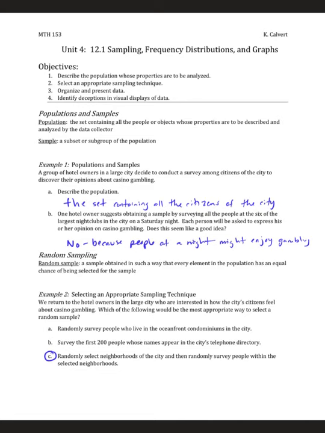Letter B, survey the first 200 people whose names appear in the city's telephone directory. You might think, okay, that sounds randomized, but what if citizens don't have cell phones? Or what if they don't have a landline phone that's actually going to be in the directory? What if they opted out of being on the directory? So there you're already excluding people from the randomized sample. Choice C is going to be the one that gives us the most randomized sample of the population.